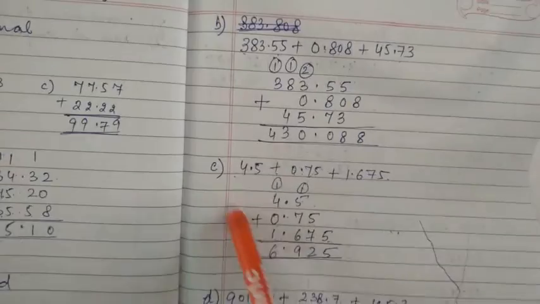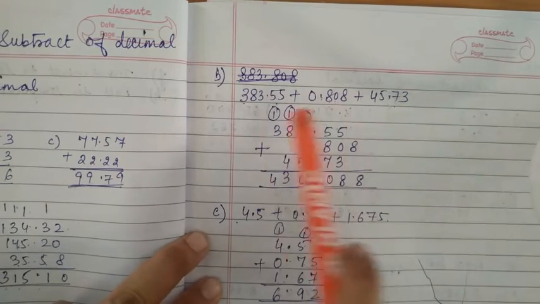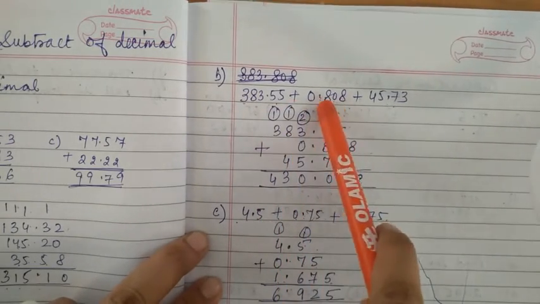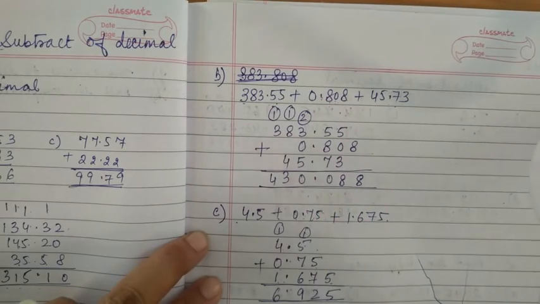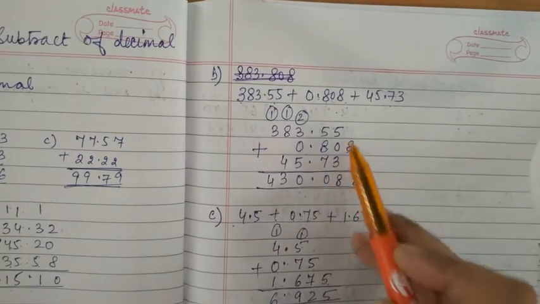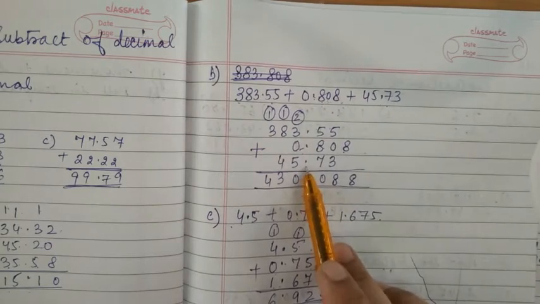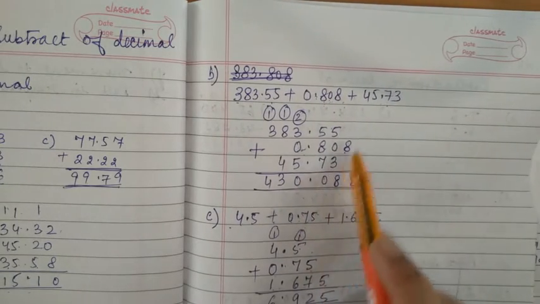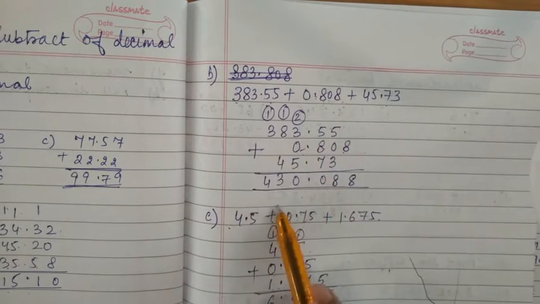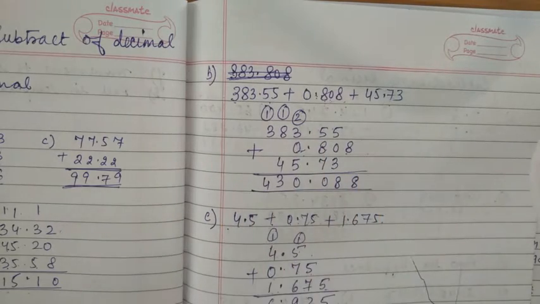Look at the next one. Here first number, second number, third number. The first number 383.55. Then for the next again arrange the decimal first. So we will put the decimal, then after decimal 808. Then before the decimal we have 0. Look at the next number. Arrange the decimal first. Then after that we have 7 and 3. Then before that we have 5 and then we have 4. Now just add it. If you want to write 0 here, you can put 0. Otherwise you can add it like this.